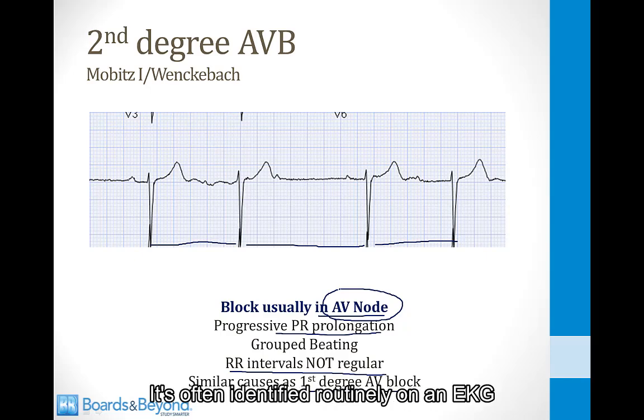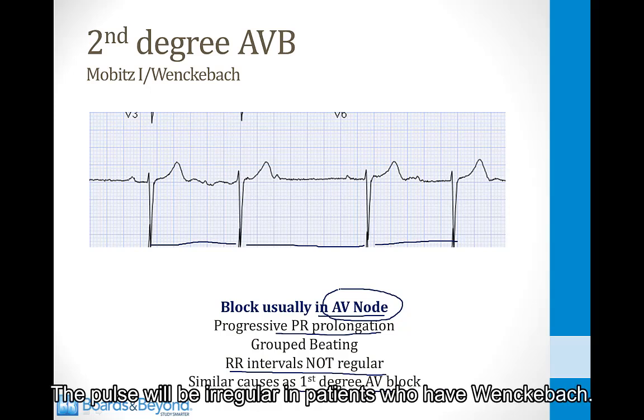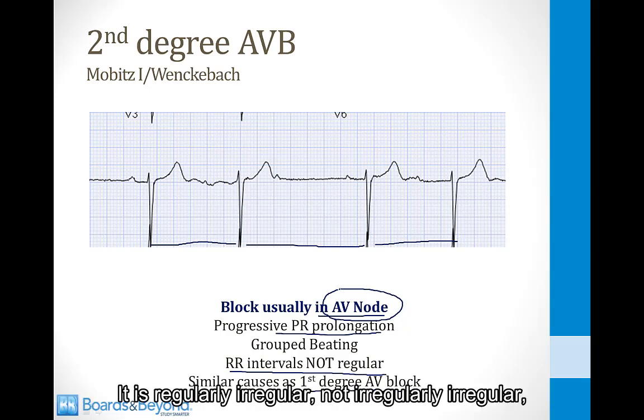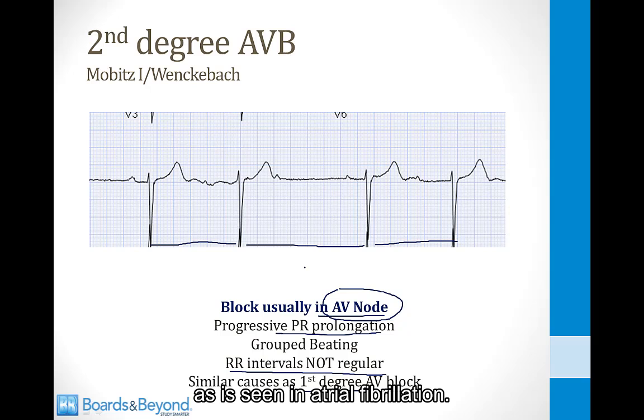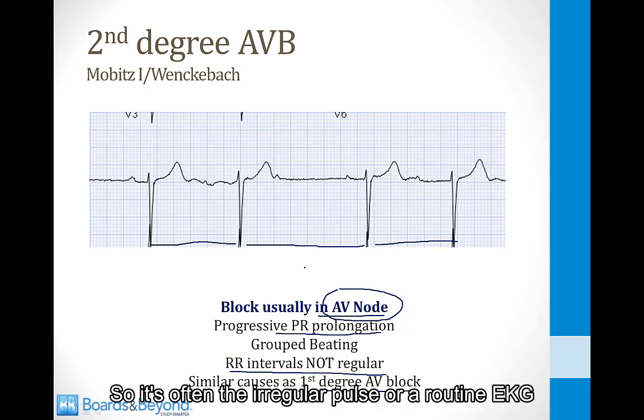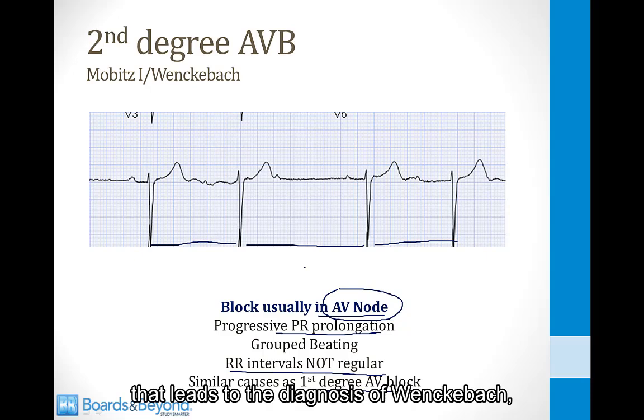It's often identified routinely on an EKG or by an irregular pulse. The pulse will be irregular in patients who have Wenckebach block. It is regularly irregular, not irregularly irregular, as is seen in atrial fibrillation. So it's often the irregular pulse or a routine EKG that leads to the diagnosis of Wenckebach block, and there are generally no symptoms.